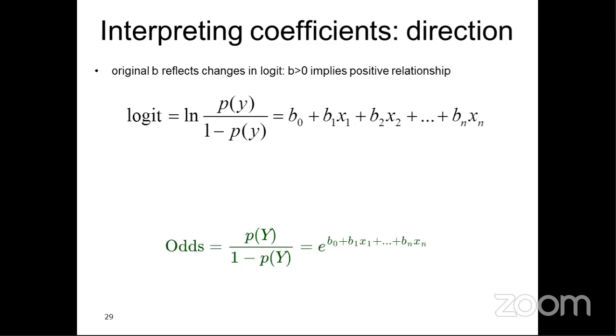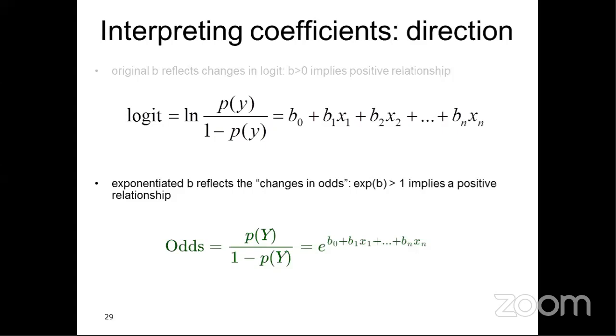For example, since it is related to the direction of that coefficient, if your coefficient B is greater than 0, which implies a positive relationship or a positive effect of the independent variable on the dependent variable, your chosen independent variable has a positive effect on your Logit value. And if it is less than 0, it is negative. If B is less than 0, it implies a negative relationship.